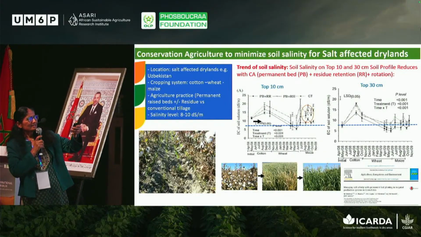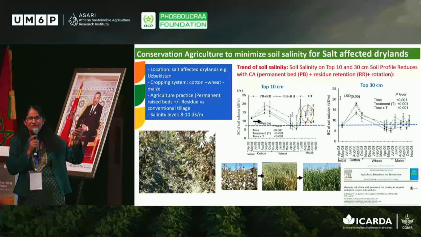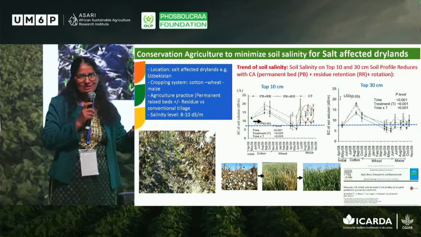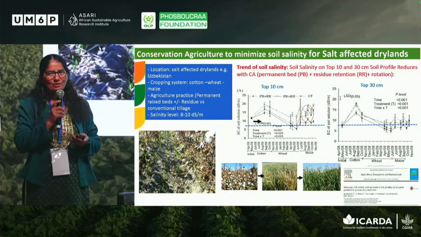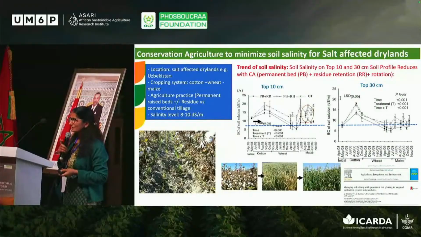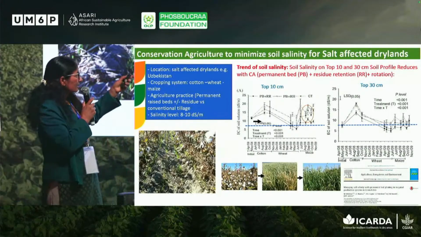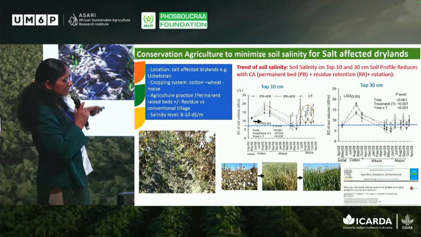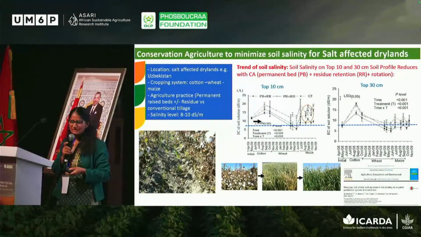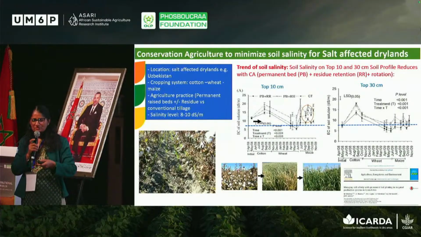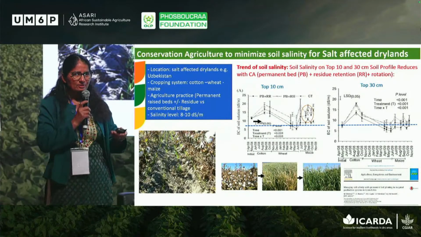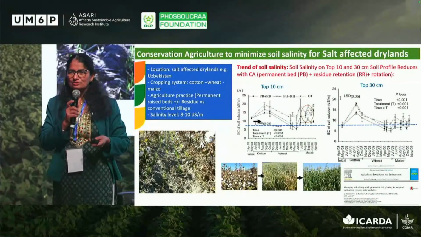And you can see this conservation agriculture was under permanent raised beds, not on the flat, because in irrigated conditions you also need to improve the water use efficiency. Yeah? The experiment was for 3 seasons, in a salinity-affected area in Uzbekistan. The cropping system is cotton, wheat and maize, and the agricultural practices are permanent raised beds with and without residue, and conventional tillage. The salinity level of the experimental area is 8 to 10 decisiemens per meter.